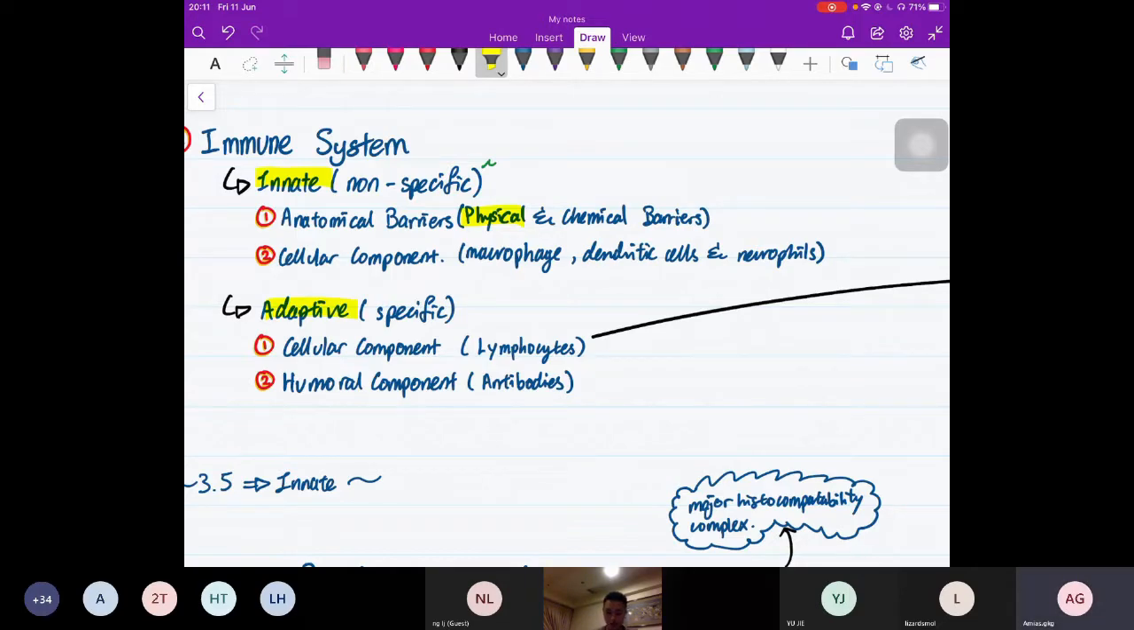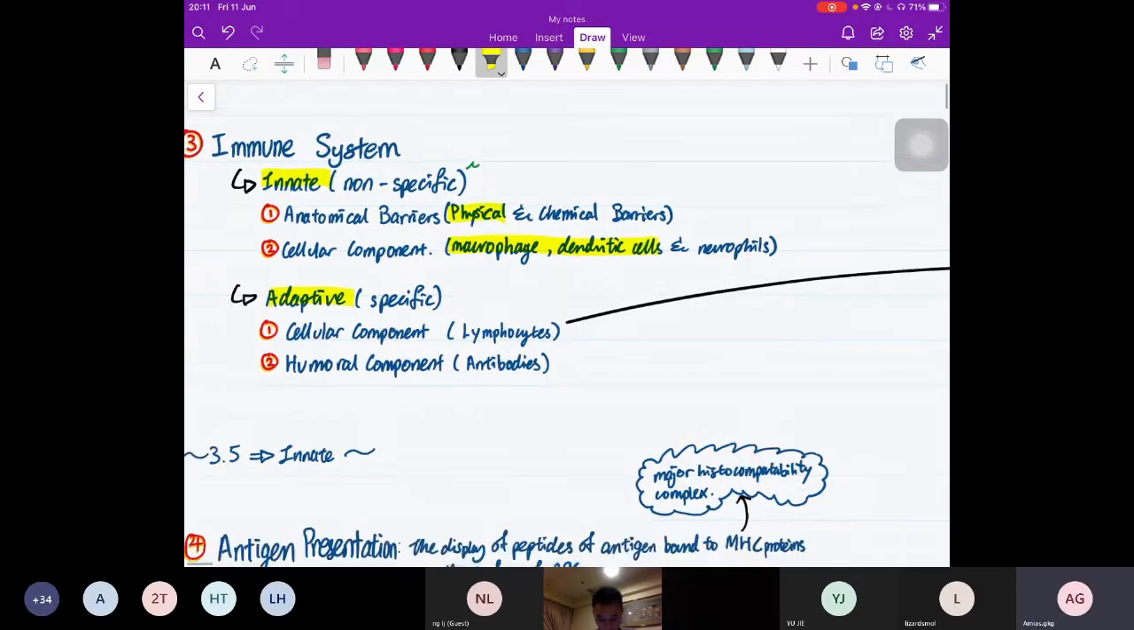Then we have the cellular component. We have your macrophages, dendritic cells, and neutrophils. So we usually only talk about macrophages and dendritic cells because they are your antigen-presenting cells, and that is a big process in infectious diseases, and that's why it's the focus.